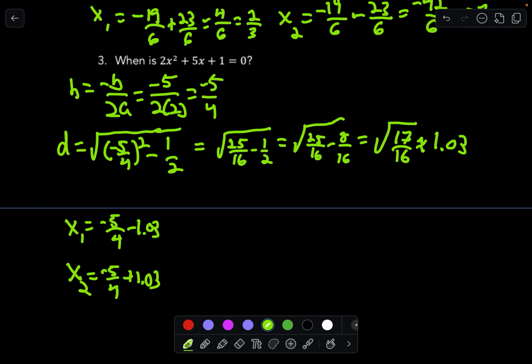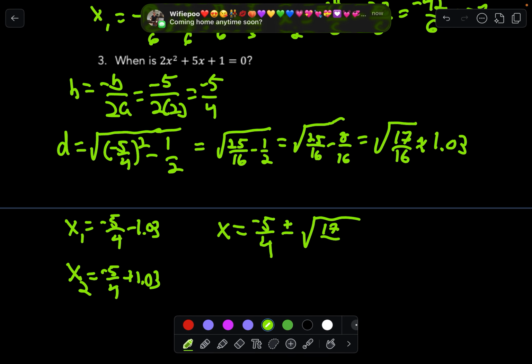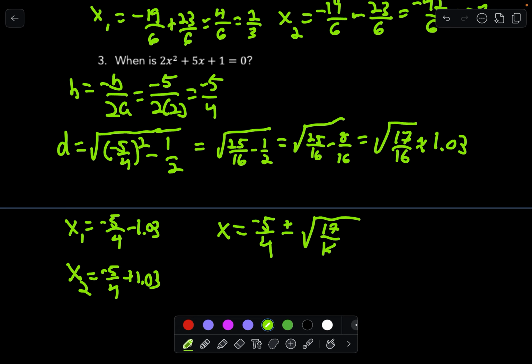If you wanted to calculate that, that would give us the decimal answers. If you wanted the exact answer, we would just say x equals negative 5/4 plus or minus the square root of 17 over 16. And you could get a decimal answer by plugging into your calculator.